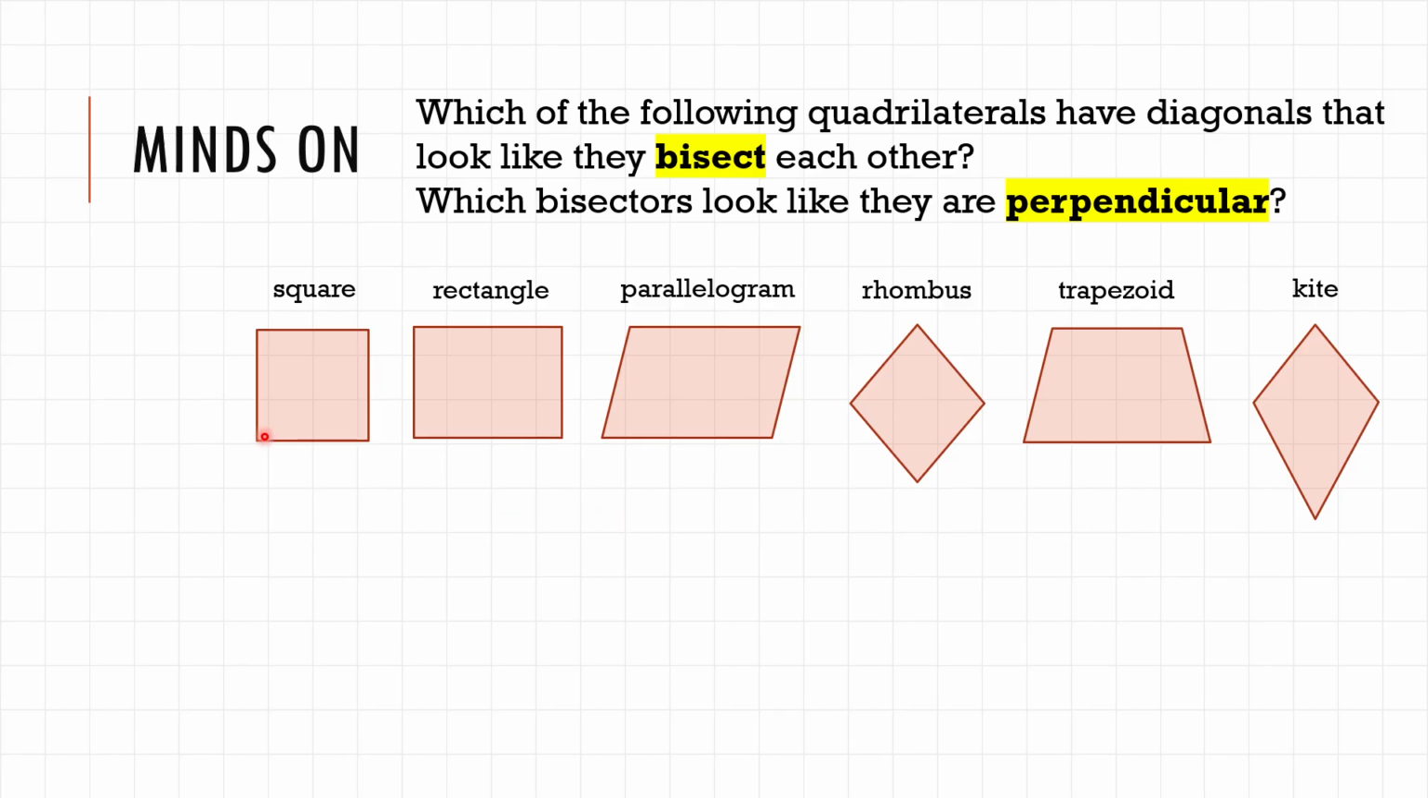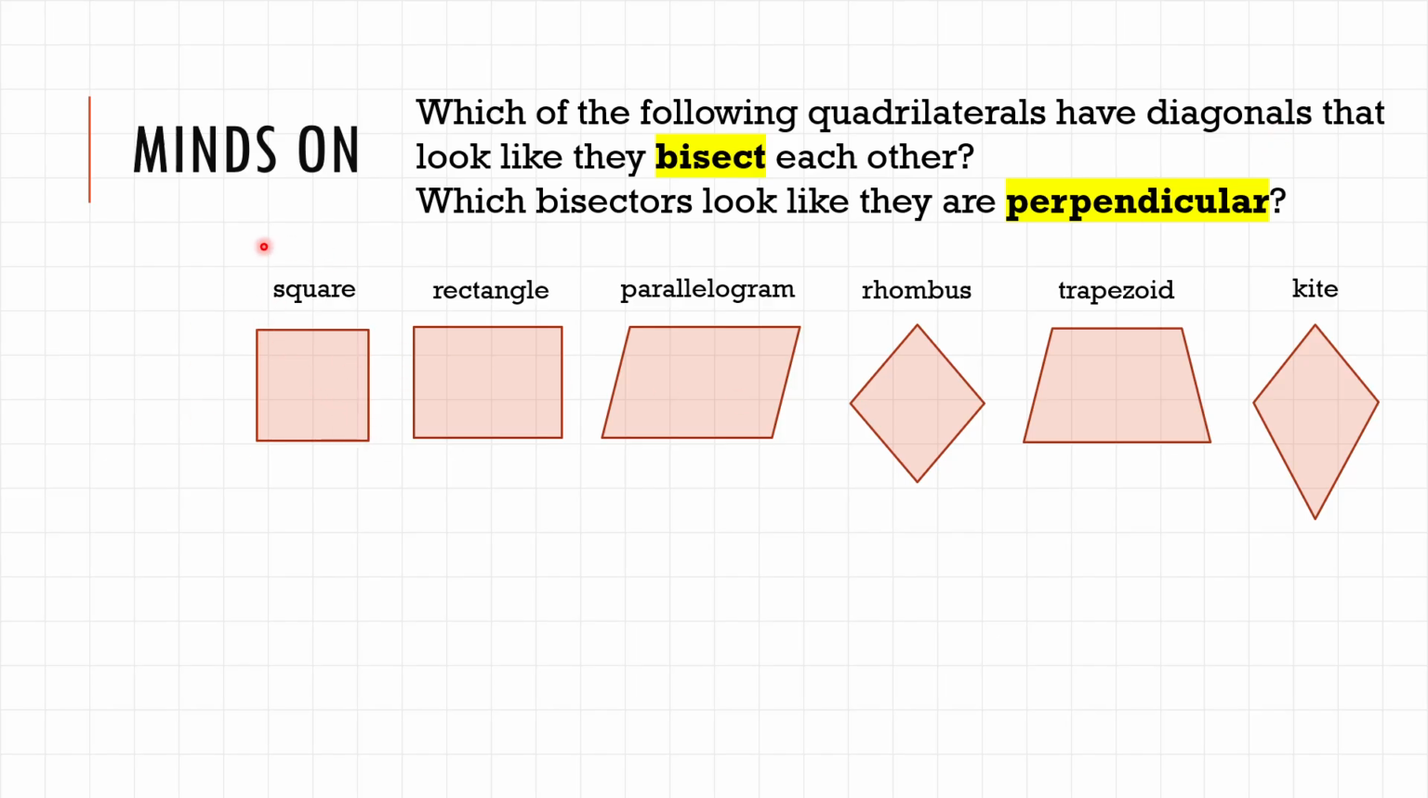To start off, look at all of these polygons. All of these are quadrilaterals. They all have four sides. And ask yourself, which of these have diagonals that look like they bisect each other? Now remember, bisect means to cut in half. Which of them have diagonals, which means a line that goes from one point to the other?